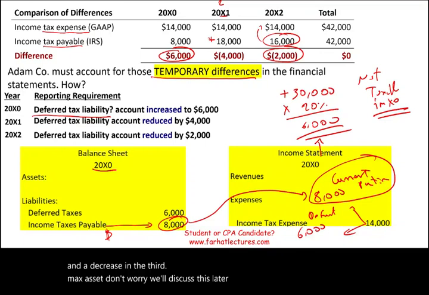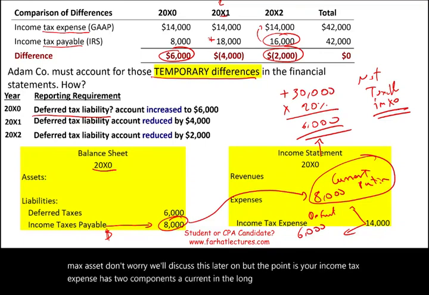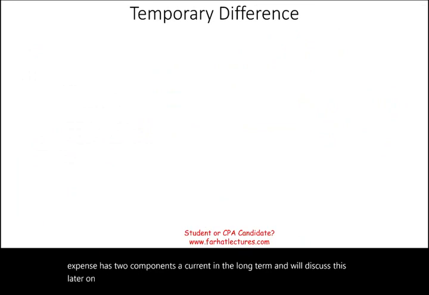But the point is, your income tax expense has two components, a current and a long term, and we'll discuss this later on. So why are we doing all of this? We have to go through all this trouble because we had a temporary difference.